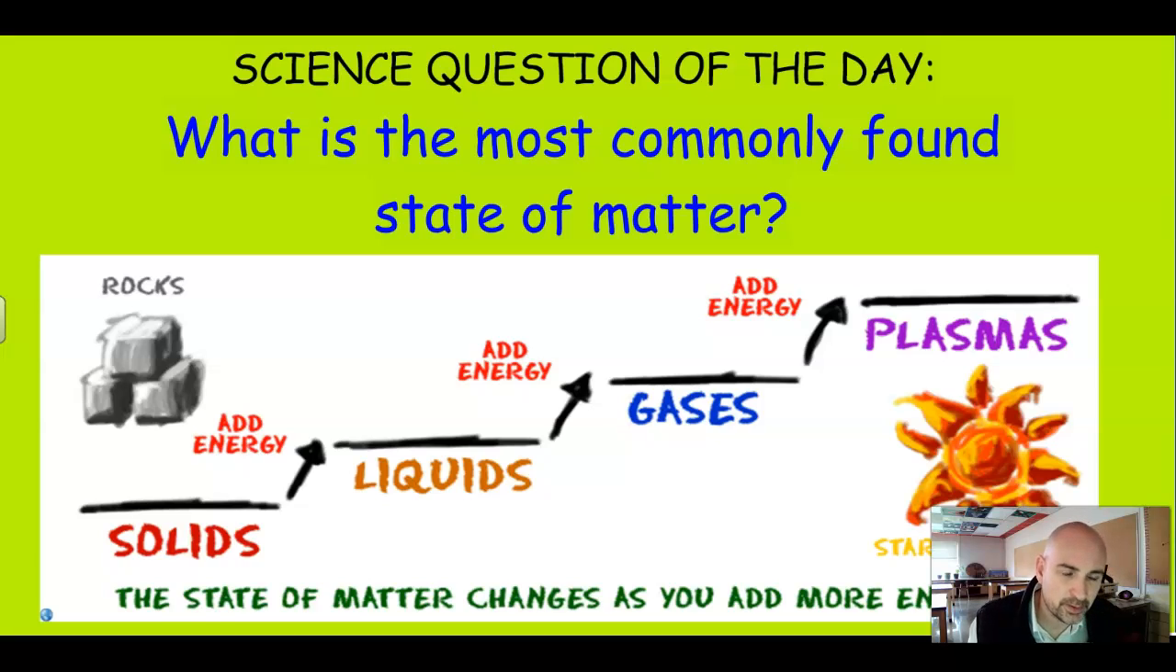Why is that? Well, it turns out all of the stars, which are suns, are actually glowing balls of plasma. And stars have more mass than anything else put together. So plasma ends up being the most common and almost commonly forgotten state of matter.